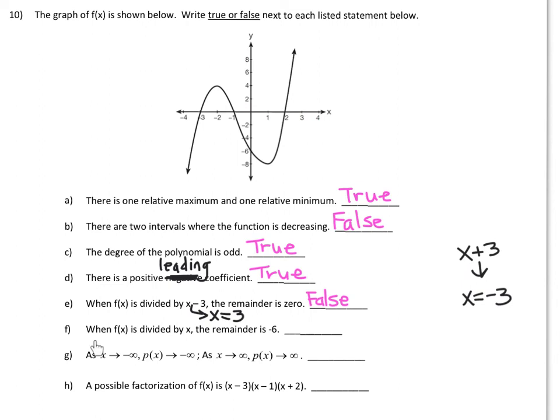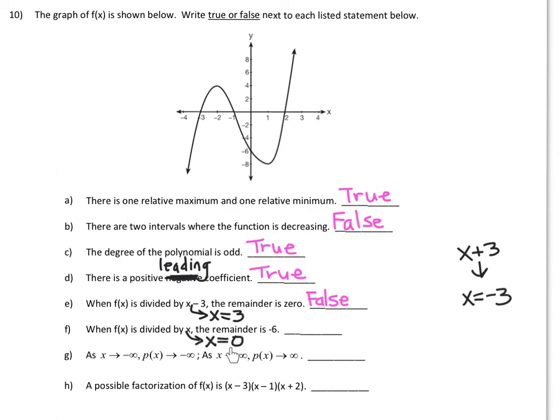Okay, letter F. When f of x is divided by x. You could think about x as x plus 0 or x minus 0, but basically 0 is the number that's associated with this, right? So when we looked at letter E, when we were dividing by x minus 3, wasn't the 0 that corresponded with it x equals positive 3? We just changed the sign. So here, instead of just saying x, let's say x minus 0, because technically they're the same thing. Wouldn't the 0 that corresponds with that be x equals 0? That's where we're going to be looking on the graph, at x equals 0.